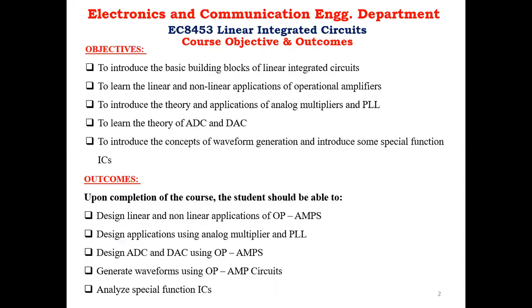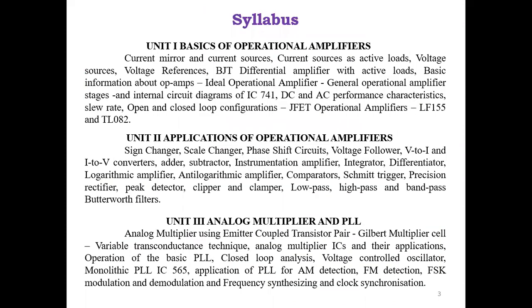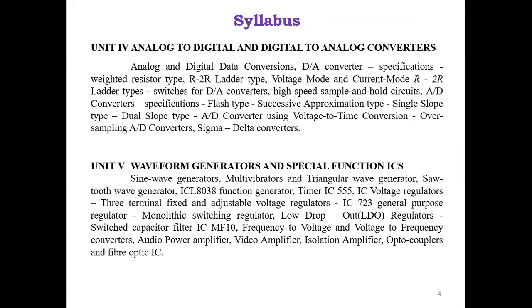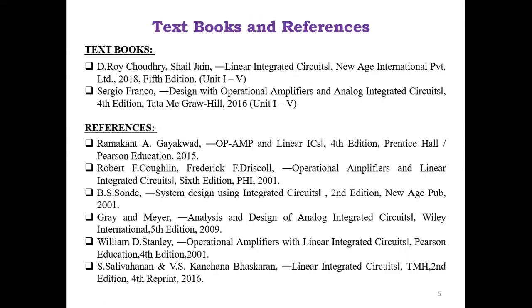So the course objective and outcome of unit number 3, that is analog multiplier and PLL. Syllabus, textbooks and reference. Analog multiplier. In this unit, we are going to discuss analog multiplier and phase lock loop, that is PLL. So what is an analog multiplier?